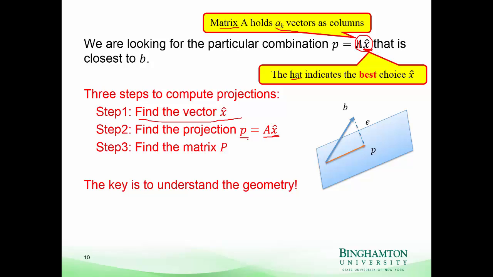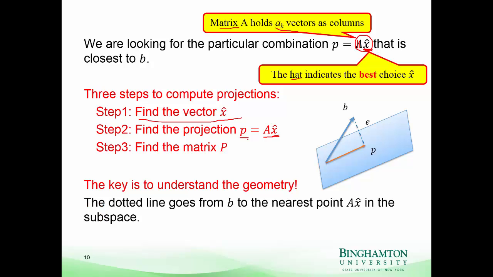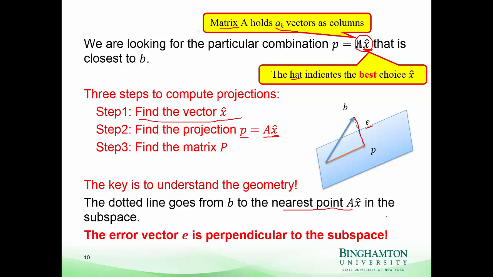But the key to getting there is to understand the geometry, and we've said it already. The key is that the dotted line, this error vector, the B to P line here, goes to the nearest point in x hat, and it's perpendicular to the subspace. So what does it mean to be perpendicular to a subspace? We've said this before. It means that it's orthogonal to every vector in the subspace.